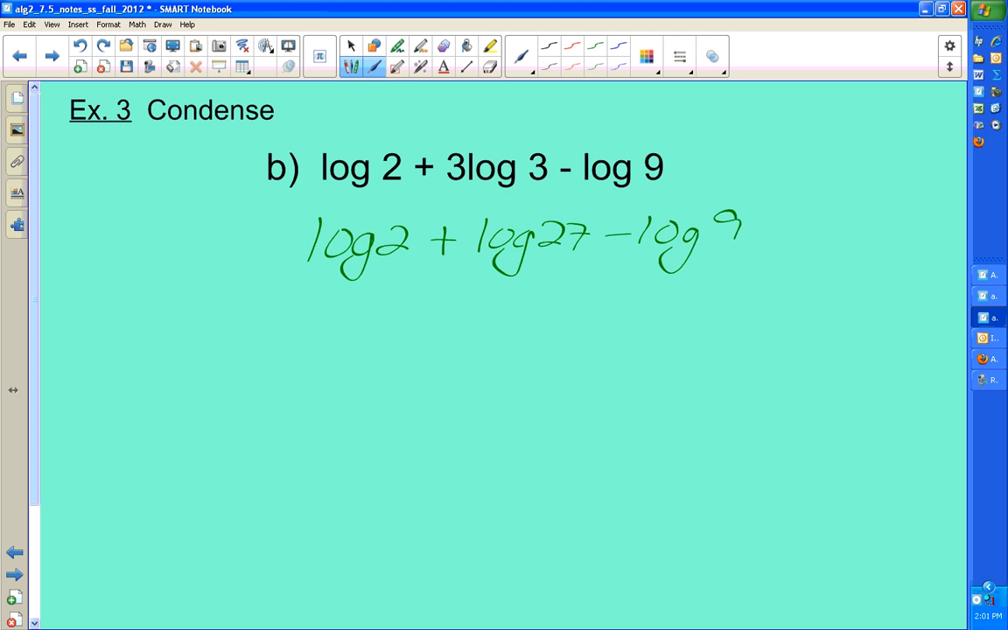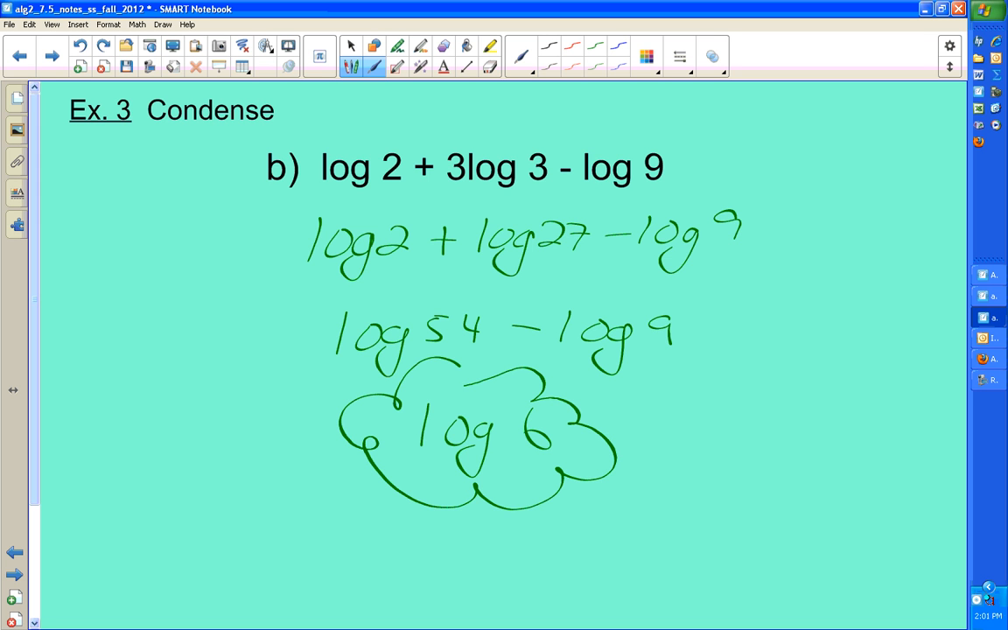So then left to right, we're going to get common log of 54 minus common log of 9. And then when you're subtracting logs, what do you do? Divide. 54 over 9 is the common log of 6. And you got to circle it. Good?